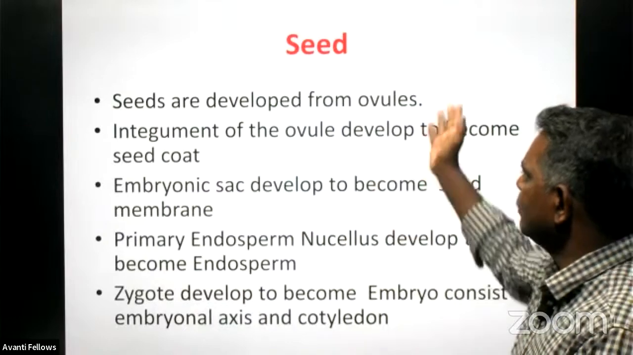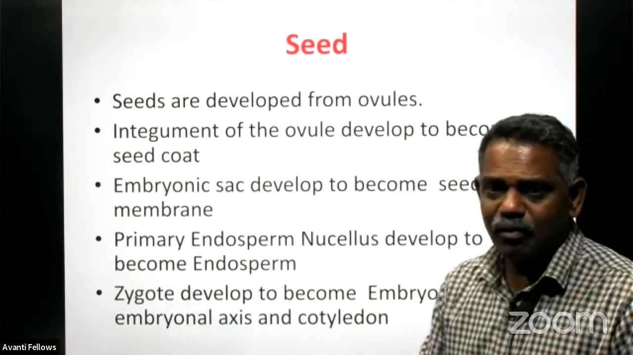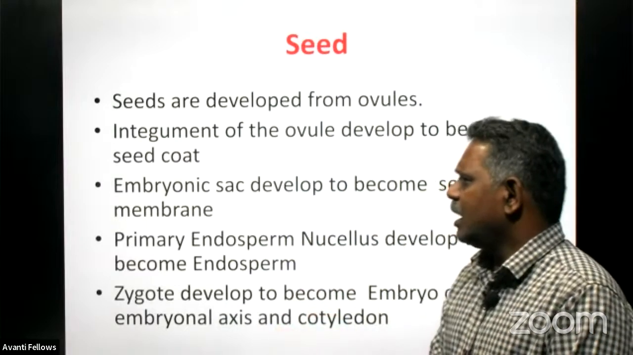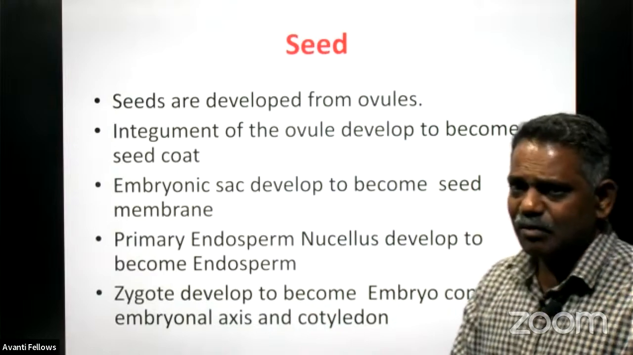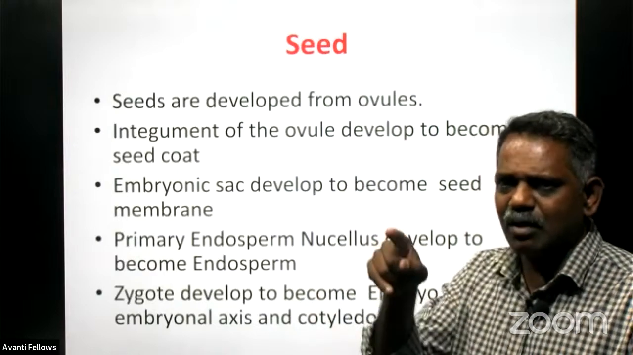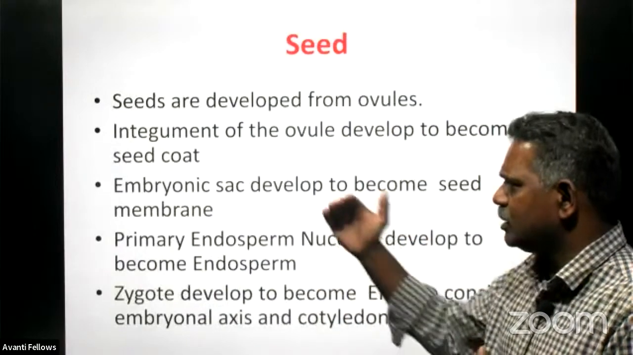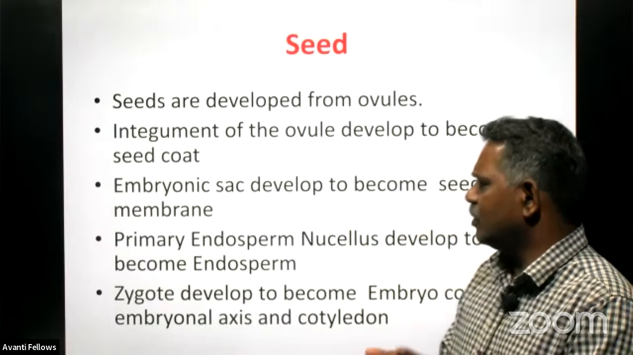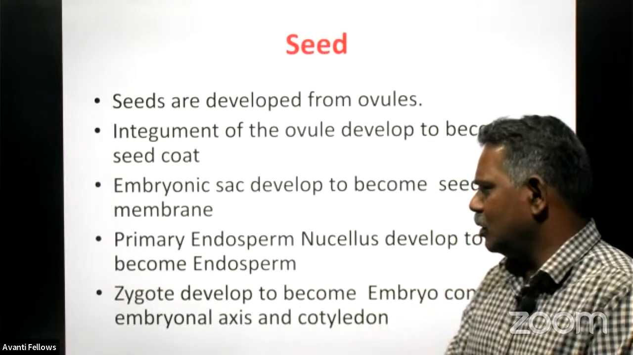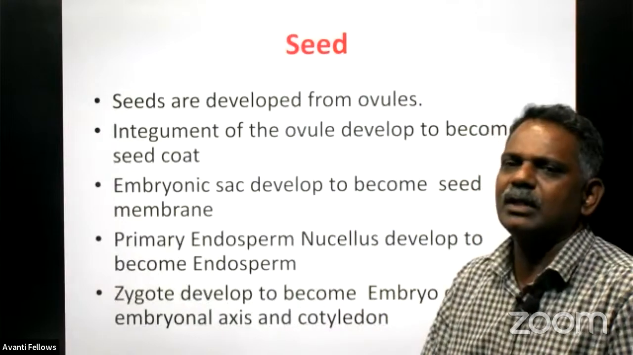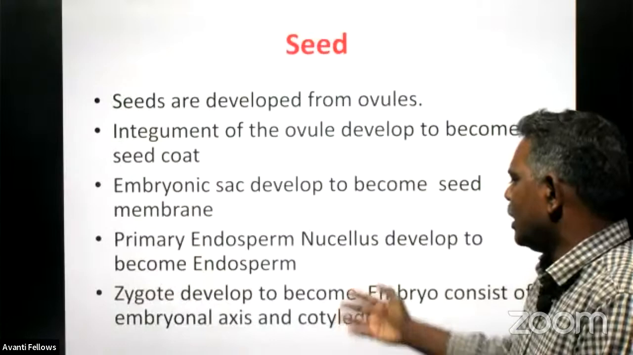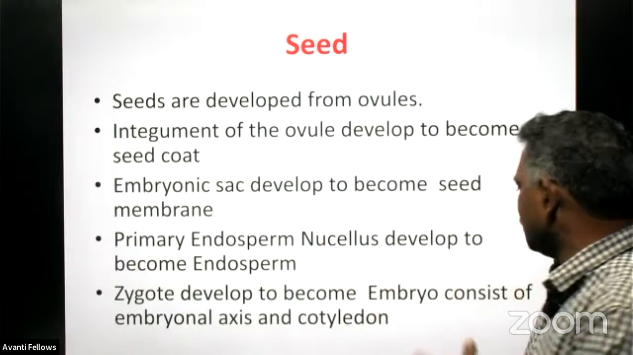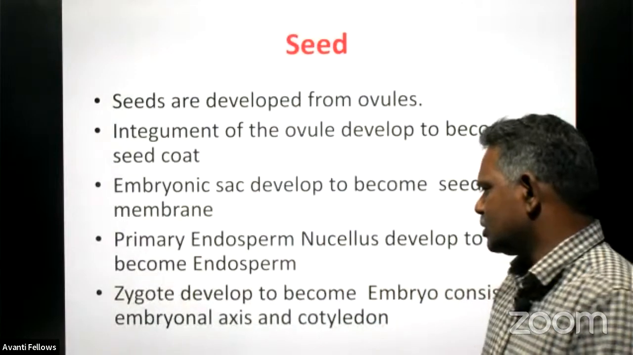So seeds are developed from the ovules. The integument of the ovule, as we already discussed, develops to become the seed coat for protection. The embryo sac present inside the ovule develops to become the membrane just below the seed coat. The primary endosperm nucleus is converted into endosperm and fully utilized during the development of the embryo from the zygote. Later, by using this food stored in the endosperm, the zygote develops to become an embryo. And the embryo consists of mainly two things.